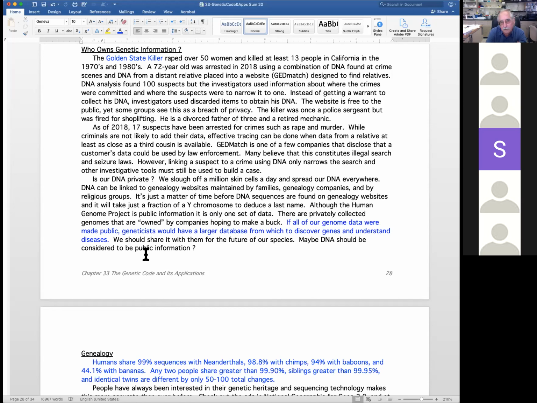But the Golden State Killer raped over 50 women and killed at least 13 people. You probably heard about how they caught him. A distant relative had done a genealogy with GEDmatch, and so they used a combination of DNA found at crime scenes and DNA from this distant relative. That narrowed it down to 100 suspects that could have been the Golden State Killer.